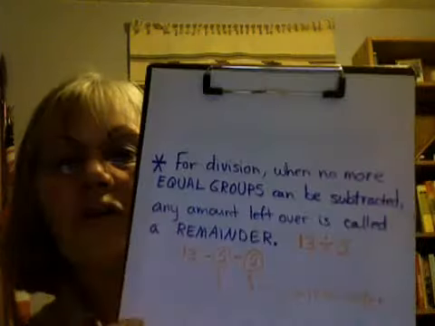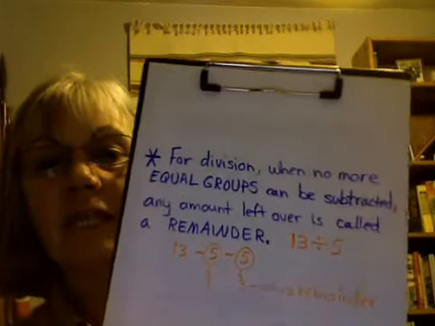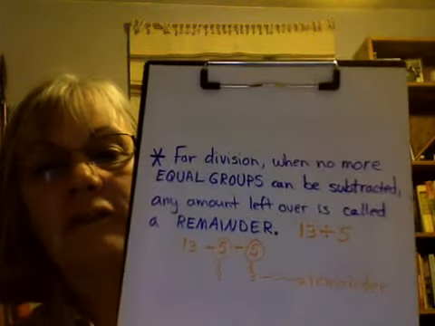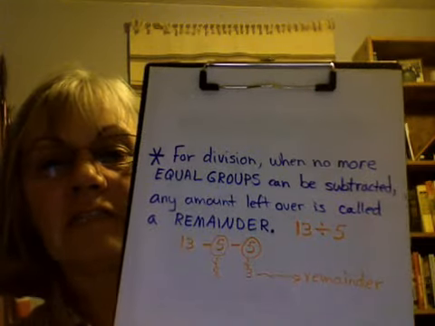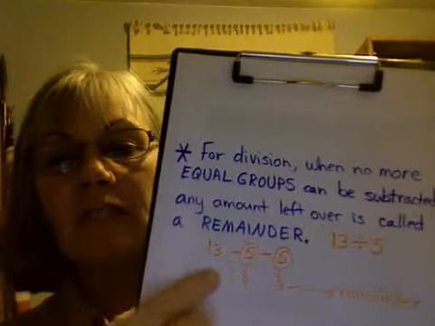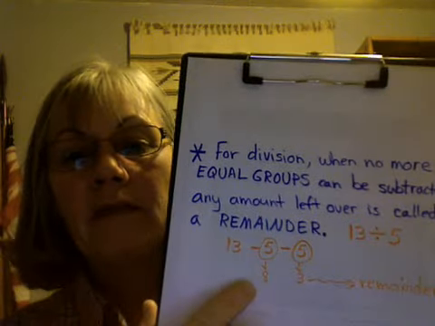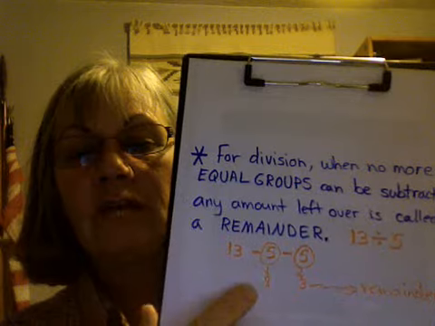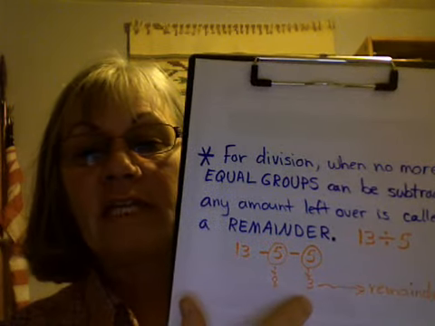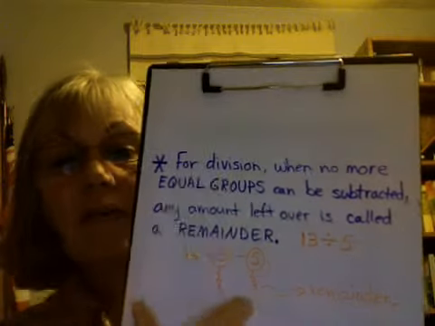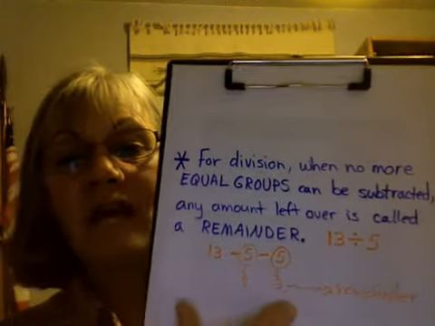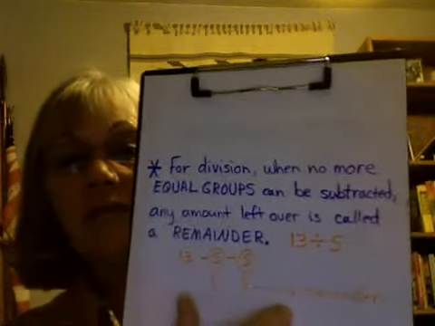When we're talking about division, remember that when there are no more equal groups that can be subtracted, any amount left over is called a remainder. In this example, 13 divided by 5, we're starting out by subtracting equal groups of 5 from 13. When we do it once, the amount left is 8. We can subtract another 5. When we do it again, the amount left is 3. And we know that it's impossible to subtract one more 5, so we have 3 left over as a remainder. That's going to be important too as we divide with higher numbers.